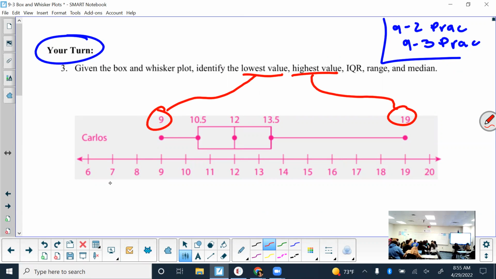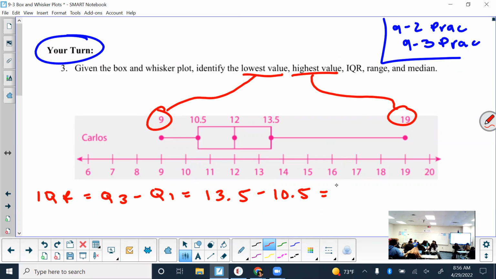The IQR, what's the formula for IQR? Q3 minus Q1. What is my Q3 in this one? 13.5. What is my Q1? 10.5. And what's the difference between them? 3. All right, should always be a positive number. It's your upper quartile minus your lower one. So it's Q3 minus your Q1. Questions so far?